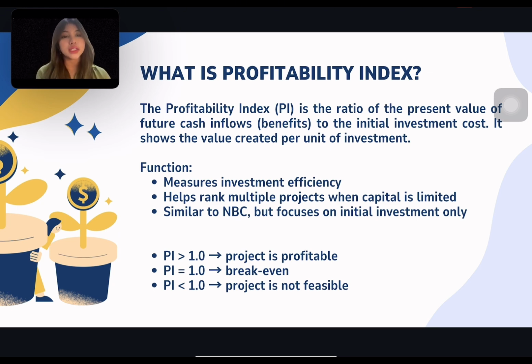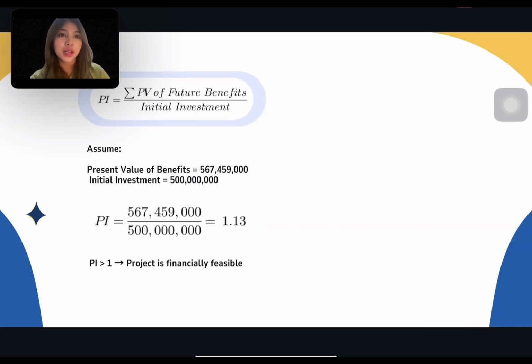If the PI is more than 1, the project is profitable. If the PI equals 1, it's break-even, and if the PI is less than 1, the project is not feasible. So this is the formula for the PI. We can assume the present value of the benefit is the same as before, and also the initial investment is the same as before. So the PI is 1.13. And like I said before, if the PI is more than 1, then the project is financially feasible.